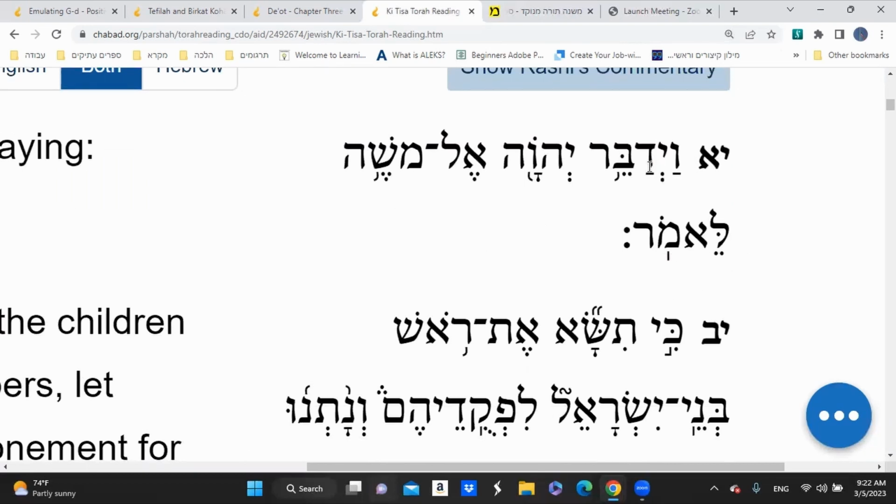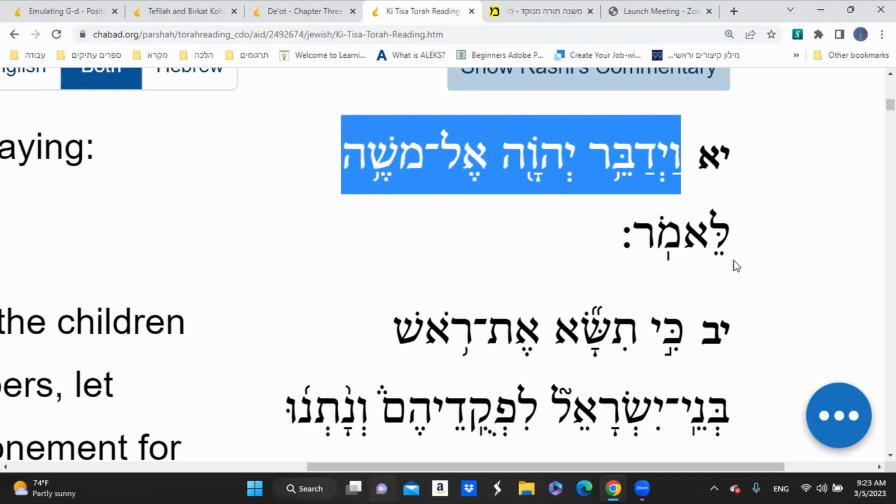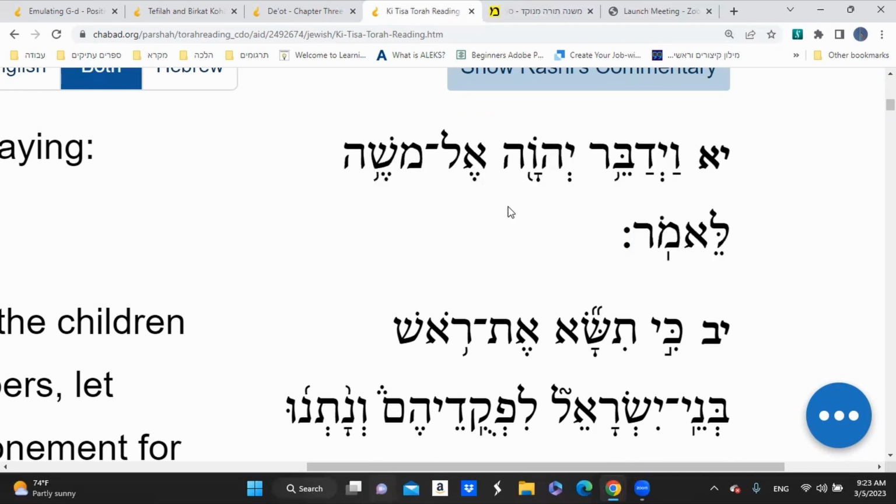Vayedaber Adonai el Moshe lemor. This is one of the most common, I'm pretty sure the most common pasuk, the most common verse in the Torah. Vayedaber Adonai el Moshe lemor.